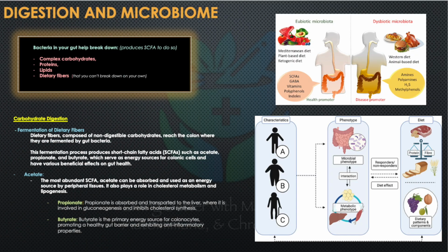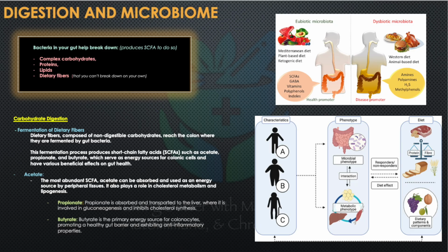So as we said, bacteria in your gut help break down complex carbohydrates, proteins, lipids, and dietary fibers. You can't break them down on your own. Your body has to produce these short-chain fatty acids to do it. Now, carbohydrate digestion: fermentation of dietary fibers. Dietary fibers are composed of non-digestible carbohydrates, and they reach the colon where they are fermented by gut bacteria. And this is why some folks have a great deal of difficulty with their symptoms. This fermentation process produces short-chain fatty acids such as acetate, propionate, and butyrate, which serve as energy sources for colonic cells and have various beneficial effects on your gut health.